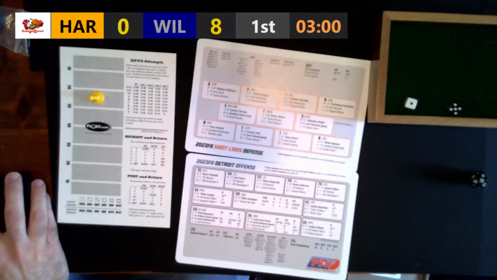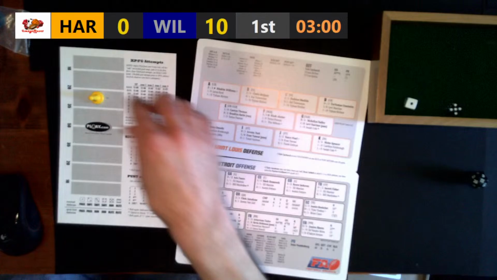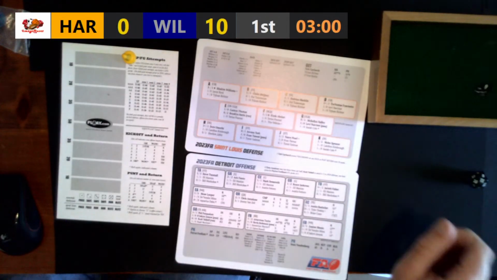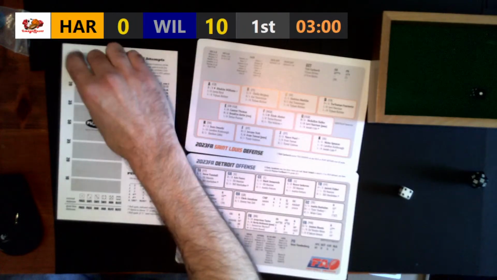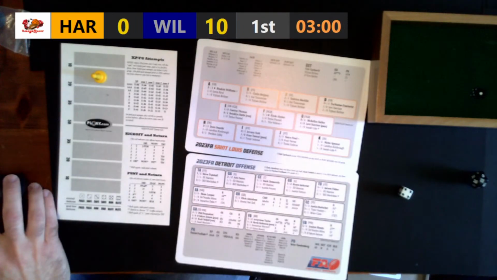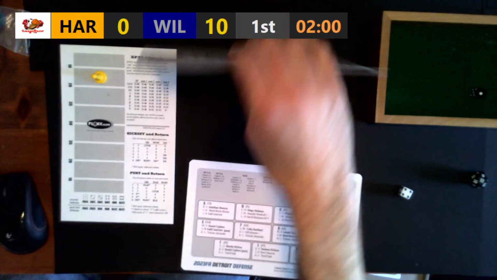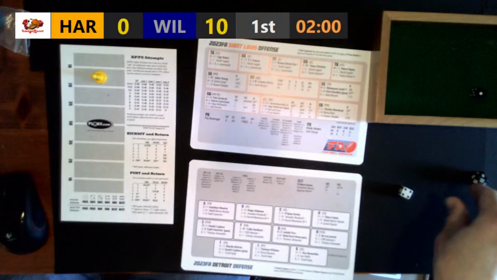So here we go. We have the points. 10-0. Williamsport up on Harrisburg, the 2 top teams in the Central Division. Again, Harrisburg, though, is going to be dealing with some poor field position to start their next drive.